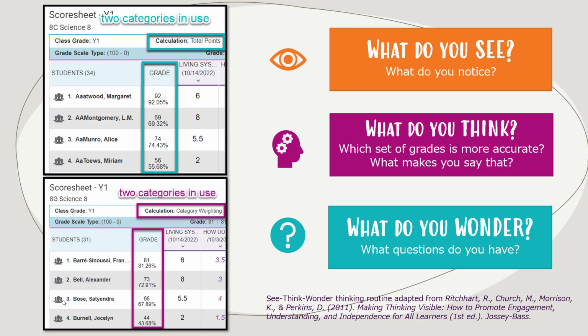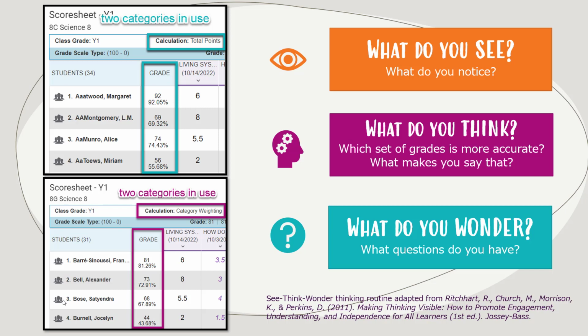Then take 1 or 2 minutes of thinking time to jot down what you think about what you're seeing in the images. Consider this question. Which set of grades is more accurate? And no matter what your answer is to that question, what makes you say that? Finally, take 1 or 2 minutes of questioning time to wonder. What questions do you have about these observations and thoughts?